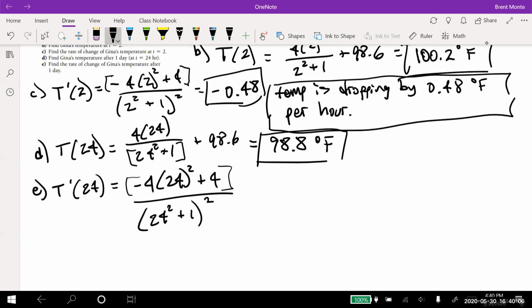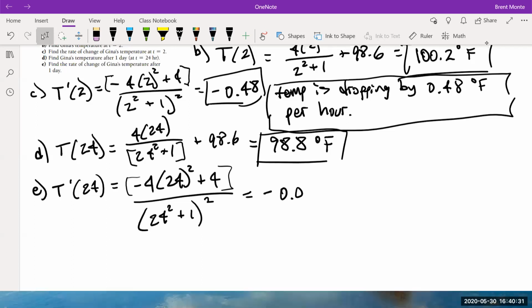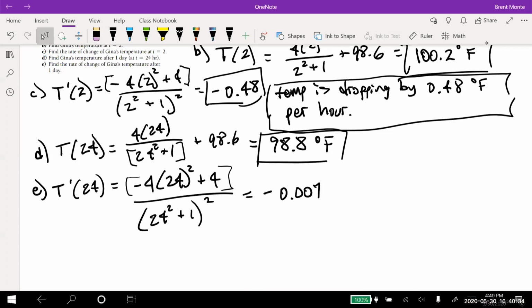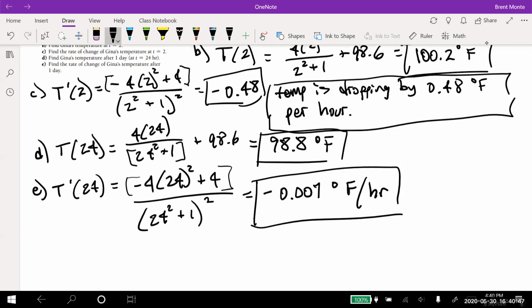Negative 4 times 24 squared plus 4 equals negative 2,300, but then divided by parentheses, 24 squared plus 1, close parentheses, squared, equals negative 0.006908 stuff. This would reduce to negative 0.007. So the temperature is still going down, but really slowly. Degrees Fahrenheit per hour. It's a rate, so that's why it's not just in degrees Fahrenheit, but it's a rate.